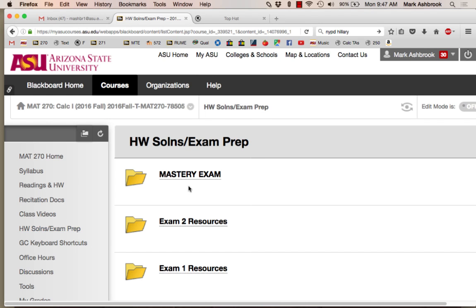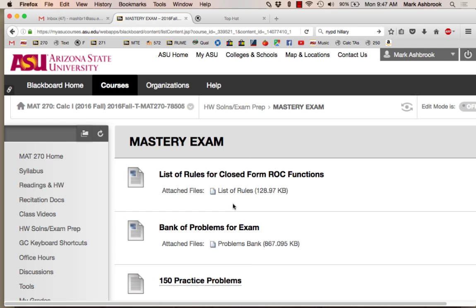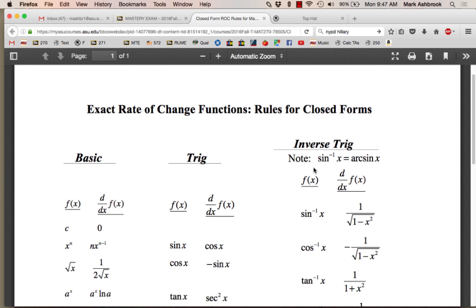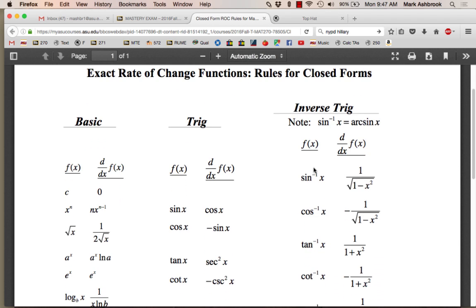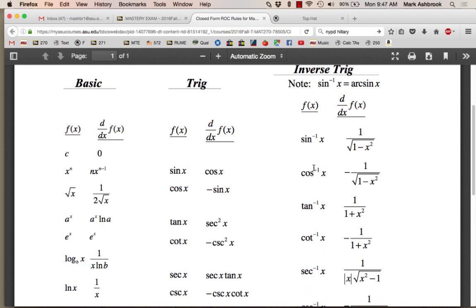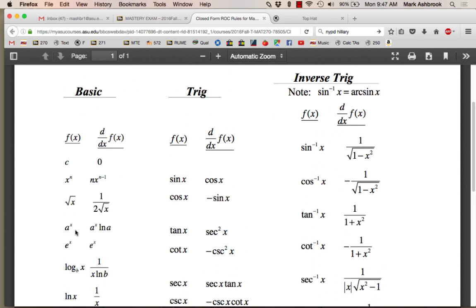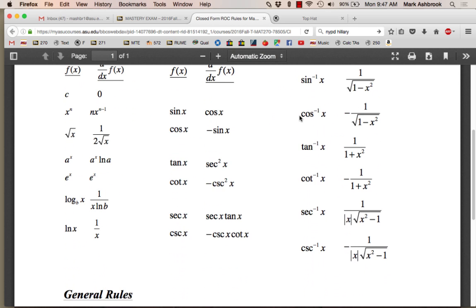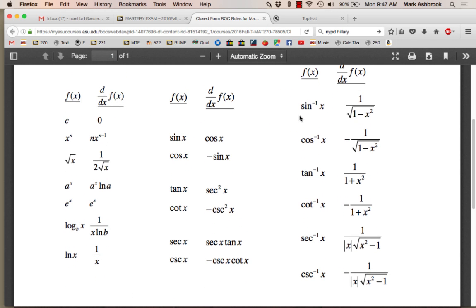Mastery exam folder, okay? It's available now. Mastery exam folder. First thing is the list of rules. You should have gotten a hard copy in recitation, but if you didn't or you lost yours, here it is. Okay, so you got the basic rules, all the trig rules, the inverse trig rules. You need to know all those for the mastery exam.